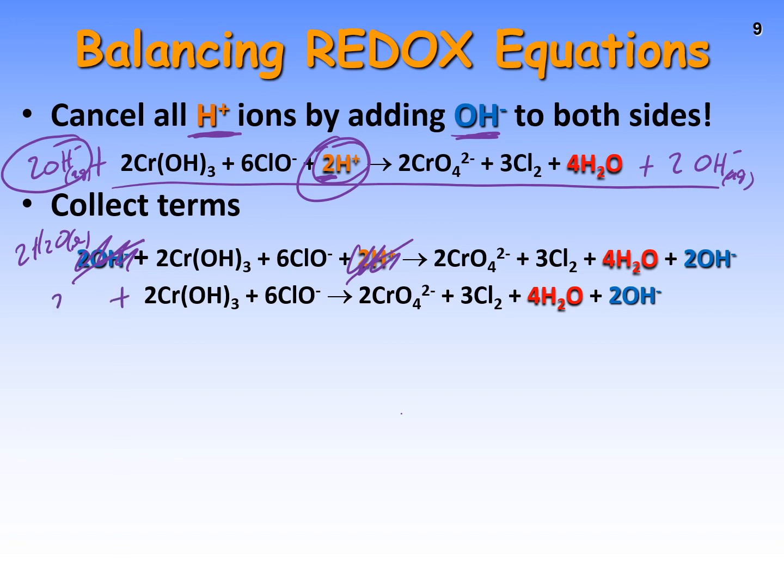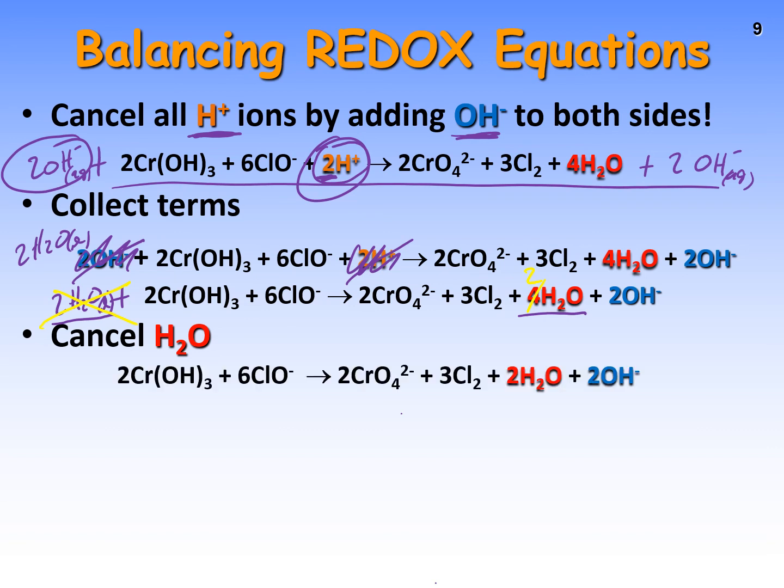So that's my reaction. Now there's one other problem though. I have 2 H2Os here. I have 4 H2Os here. It's weird having it on both sides. We need to cancel the waters. So these guys go away, and this is going to be left with a 2. In other words, we get this fully balanced redox reaction in basic solution.